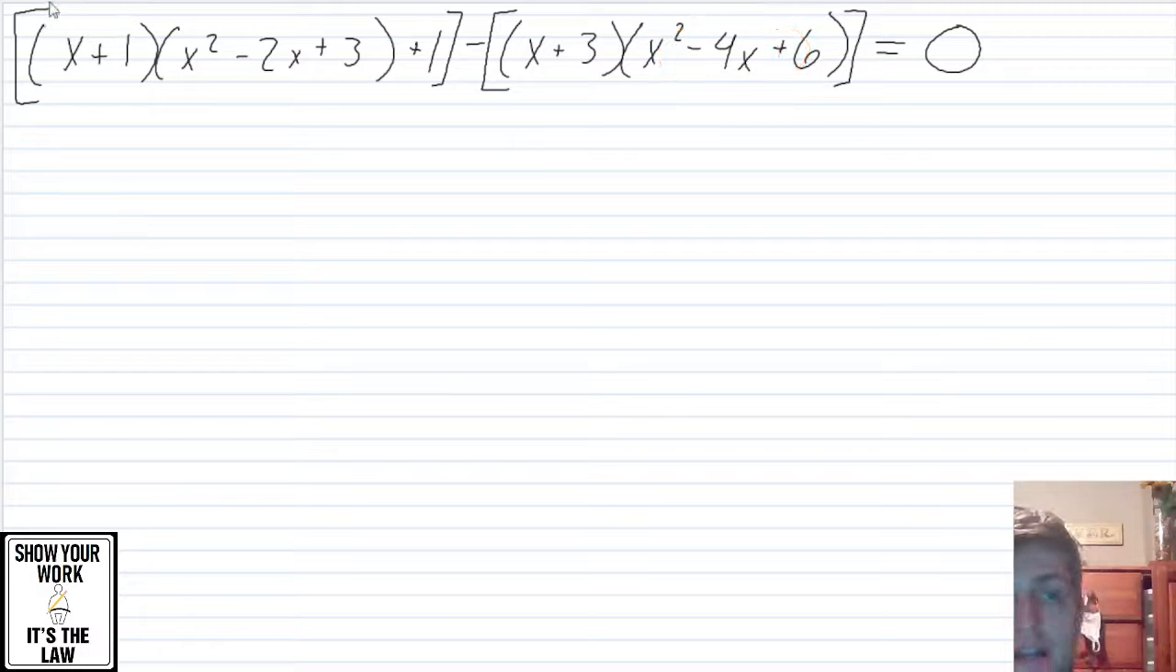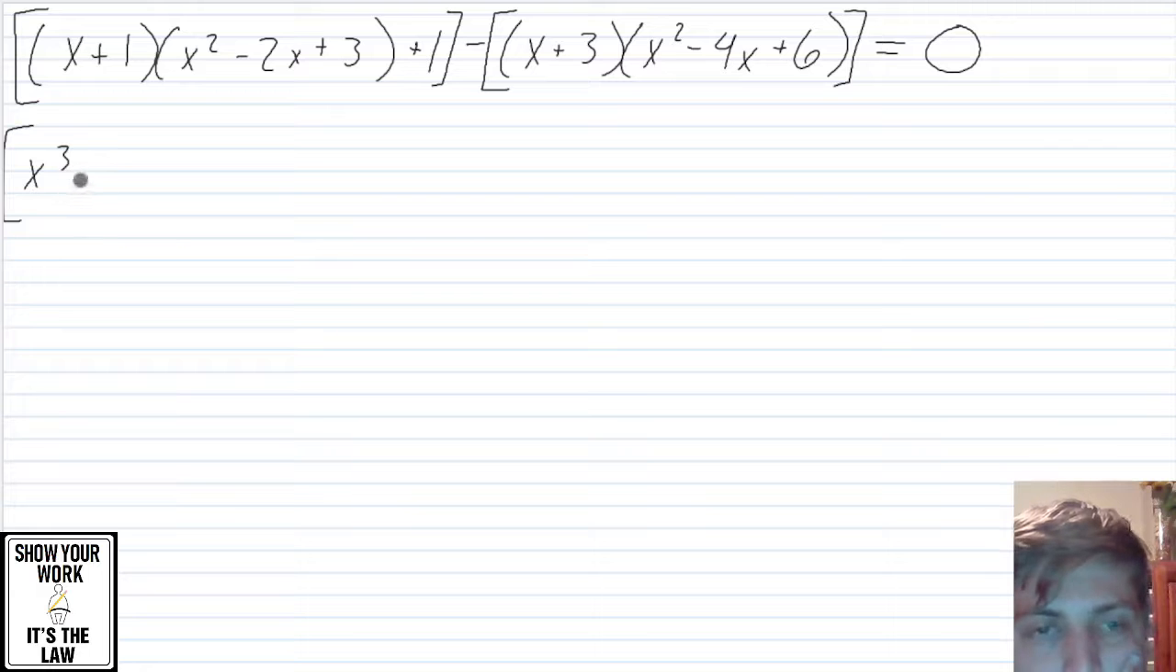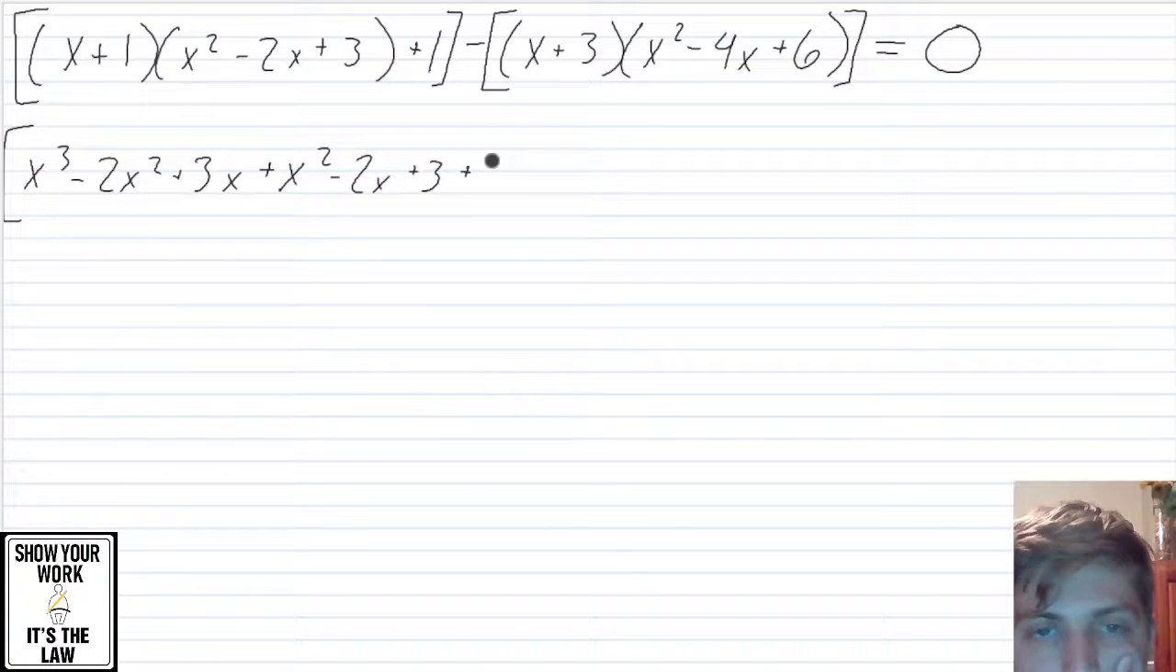Can we do anything inside the braces? Yep, we can multiply, and yep, we can multiply. Or distribute, or FOIL, or whatever you want to call it. So let's keep our braces still. X times x squared is x cubed. X times negative 2x is negative 2x squared. X times 3 is 3x. And then 1 times everything is itself. There's 2x. Plus 3, and then we got a plus 1 at the end here.